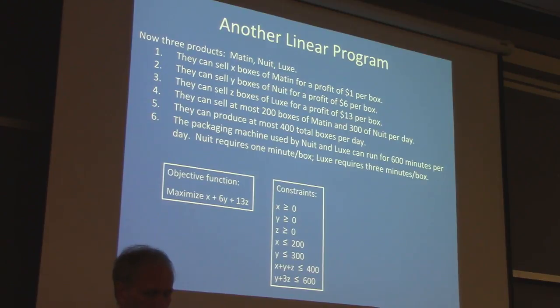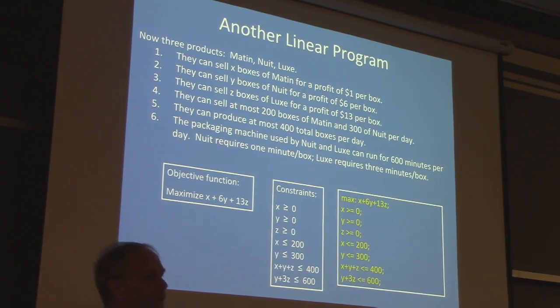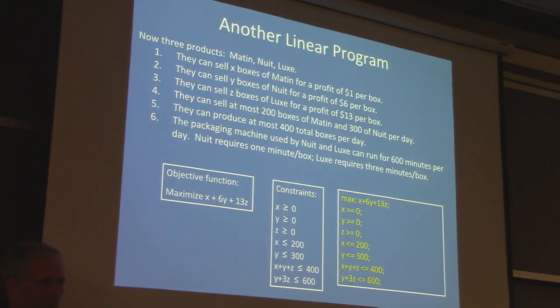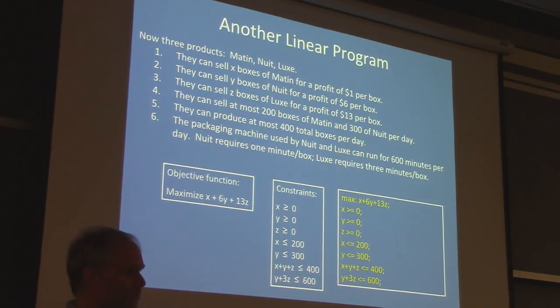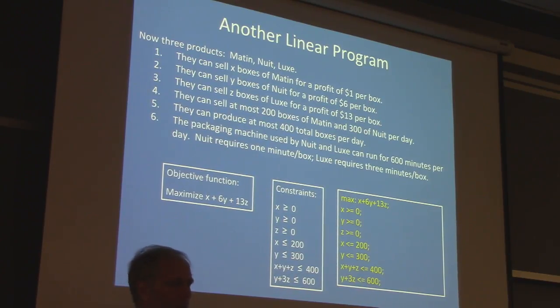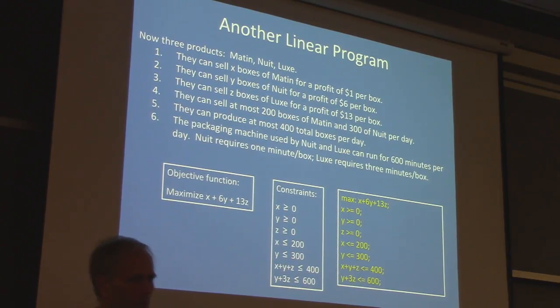If we were to graph it, and I haven't, it'd be a three-dimensional thing. I think there's a picture in the book, sort of a perspective of what it looks like. The objective function's a plane, and the maximum is at some corner of this 3D solid.